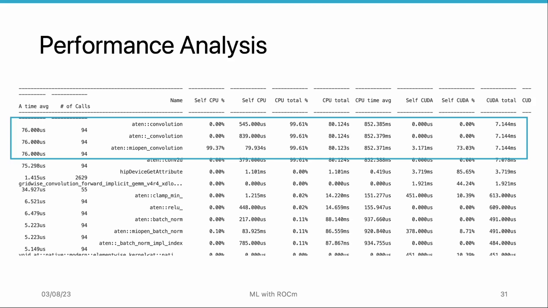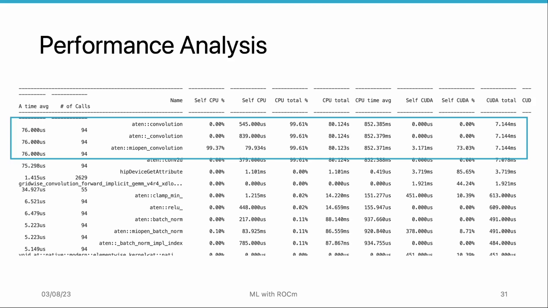Upon examining the specific output, we can observe the distribution of time among different operations during GPU execution. One notable example is the convolution operation, represented by both @:convolution and @:convolution, which refer to different implementation details or variants of the same operation. These operations exhibit similar profiles, accounting for nearly the entire CPU time at 99.61% and also consuming a significant amount of CUDA time. The number of calls for both operations is 94, indicating repeated invocations during the model's execution.